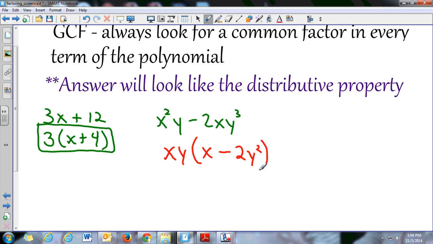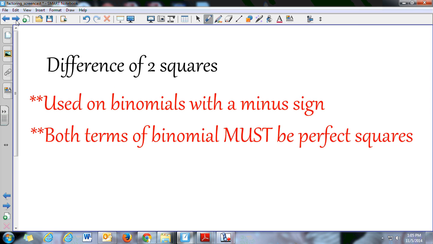If we were to take this xy and multiply it back into each part in my parentheses here, I should get what I started with. So that's a good easy way to check to see if you're factoring things out correctly. Okay, so that's greatest common factor. Difference of two squares.